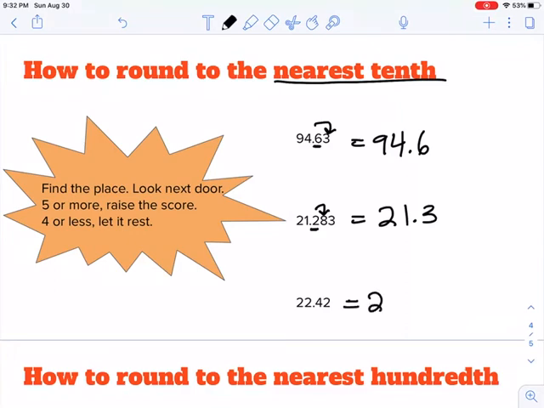So here you should have gotten 22.4. 4 is the place. 2 is next door. And since it's 4 or less, then we're leaving it alone.